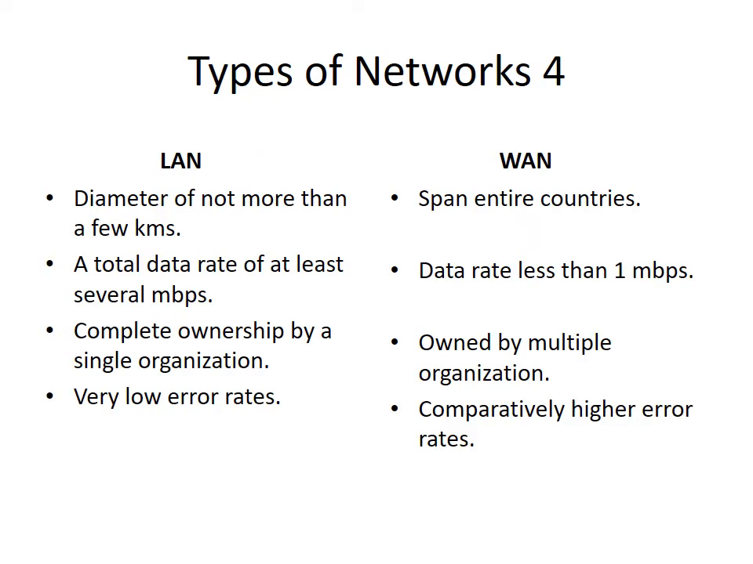Now, how to differentiate between LAN and WAN, local area network and wide area network. In the case of a local area network, the diameter is not more than a few kilometers. That means the LAN can spread not more than a few kilometers. But in the case of WAN, it spans entire countries. In the case of LAN, a total data rate of at least several Mbps. But in the case of WAN, the data rate is less than 1 Mbps.